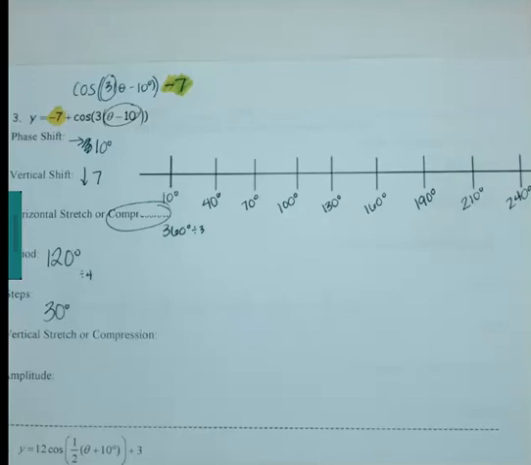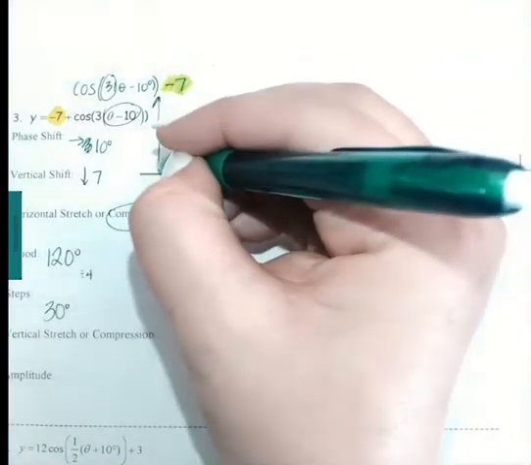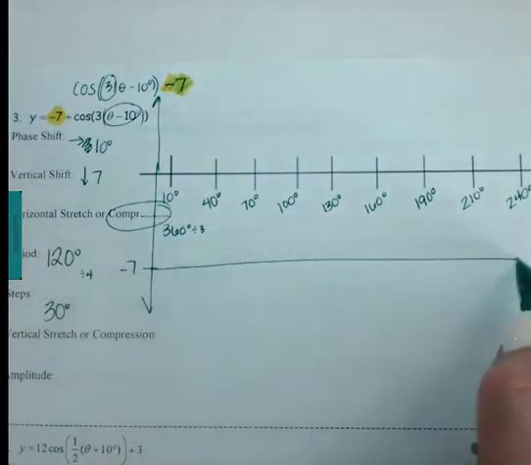Okay, then from there, we're shifting our graph down 7. So let's draw our y-axis here. And then we'll say this is -7. That's going to be the middle.